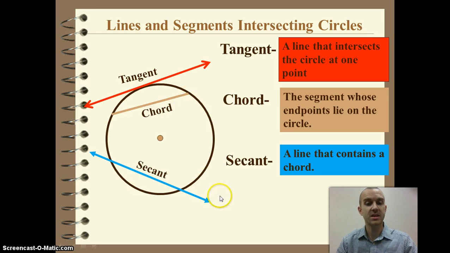And the last one here is the secant. The secant is a line that goes through the circle and hits it at two points. Therefore, it contains a chord of the circle.